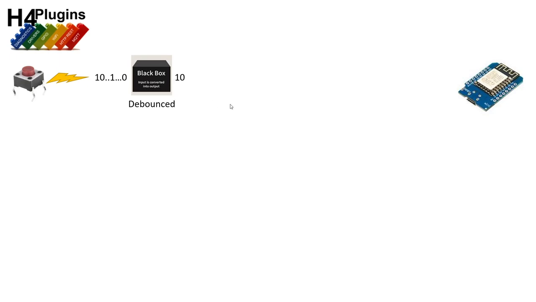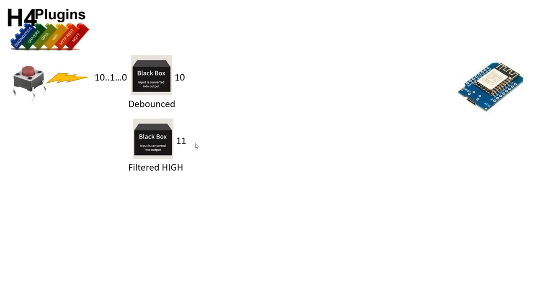Now then, we also saw that we had a filtered black box. If we take that same set of inputs here, that messy 1 0 1 0, that will get filtered on the highs as 1 1.